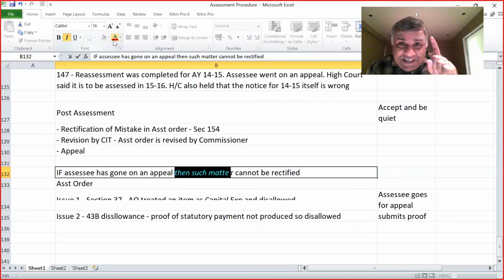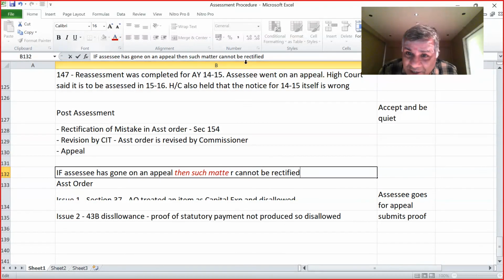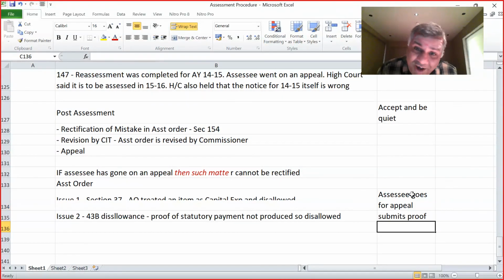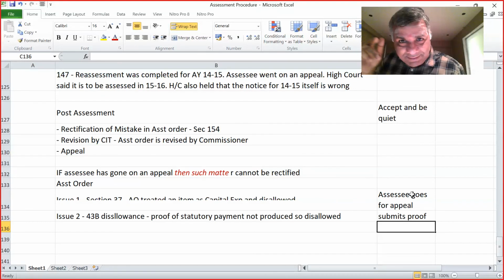This is the first time we understood: the assessment order is singular, but if there are 5 issues in it, each issue is separate. For one issue, the assessee can go on an appeal. For another issue, he can go for a revision. For the third issue, he can go for rectification. For the other 2 issues, he can accept.